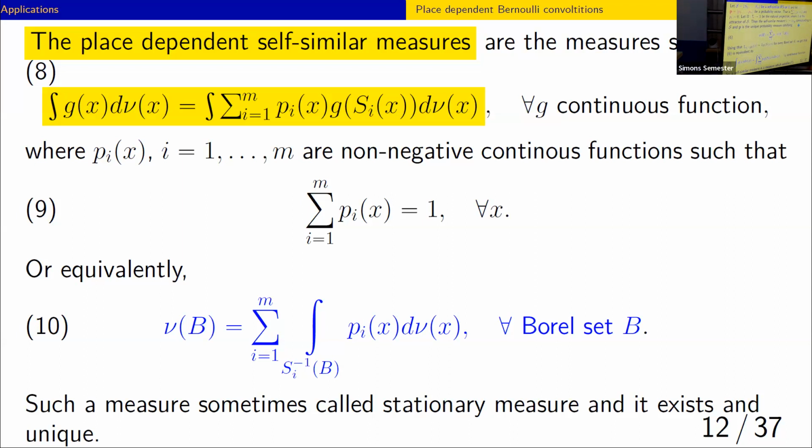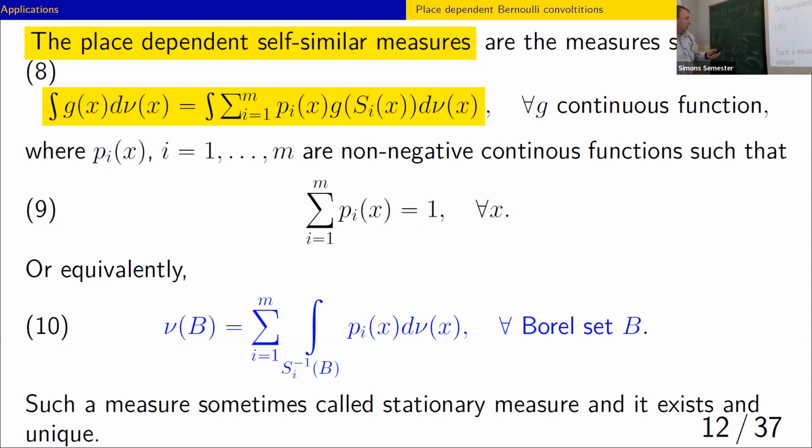Now, this yellow equation is written in this form equivalently. So either this way or that way, you can imagine that these are the place dependent probabilities. And I would like to write down, because otherwise it's easy to forget, so at least everybody can remember what we are talking about. So, place dependent probabilities: nu of B is equal to the sum from i=1 to m of the integral of 1_B(S_i x) p_i(x) d nu(x). This is the place dependent probability. Okay, thank you very much.